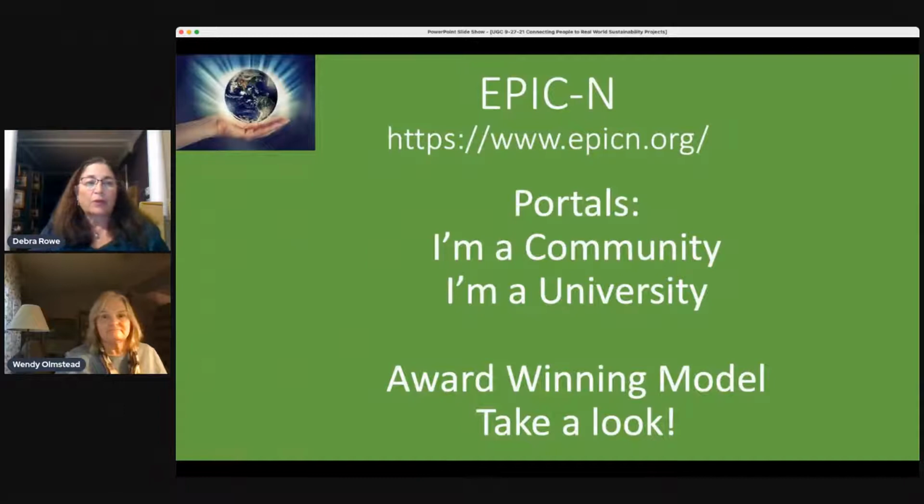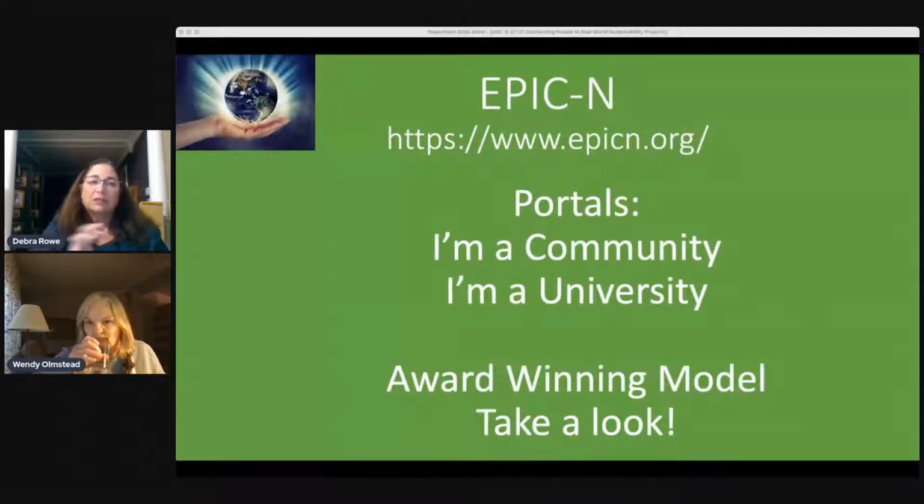Okay, so, when we first applied, we said we would tell you about these two sites. They're wonderful sites. But I also want to tell you about a few other resources that are very complementary. EPIC-N is a wonderful model of how to connect communities with higher ed institutions. So they have this portal. You click on whether you're part of the community or part of the higher ed institution, and then you can learn all sorts of information about how to effectively connect.